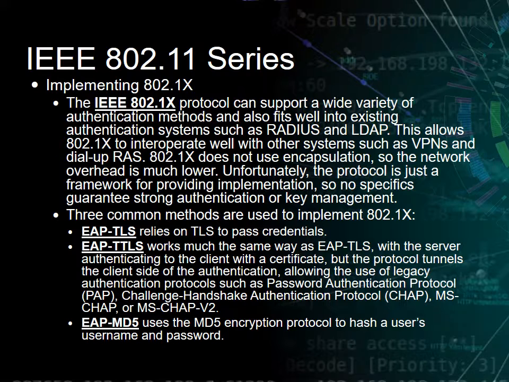Three common methods are used to implement 802.1x. There's EAP-TLS, which relies on TLS to pass credentials. There's EAP-TTLS, which works much the same as TLS, with the server authenticating to the client with a certificate. But the protocol tunnels the client side of the authentication, allowing the use of legacy authentication protocols such as PAP and CHAP. And then there's EAP-MD5, which uses the MD5 hashing algorithm to hash a user's username and password.